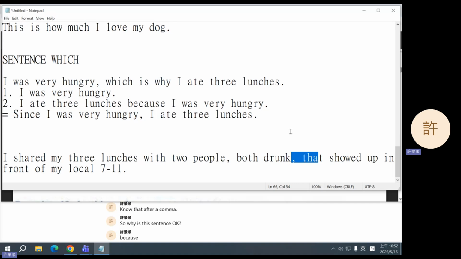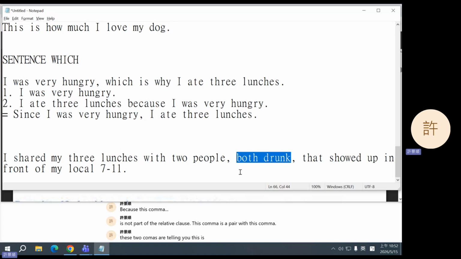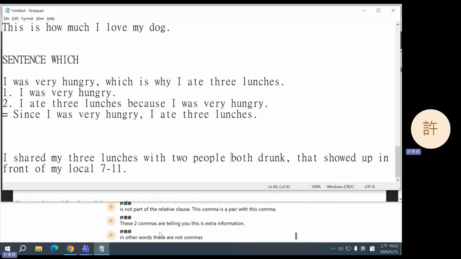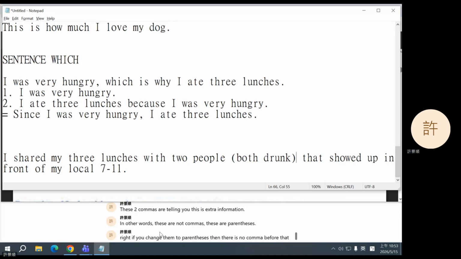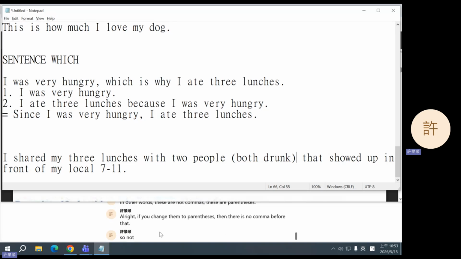Because this comma is not part of the relative clause. This comma is a pair with this comma. These two commas are telling you this is extra information. In other words, these are not commas. These are parentheses. Right? If you change them to parentheses, then there is no comma before that. So not all commas are created equal.